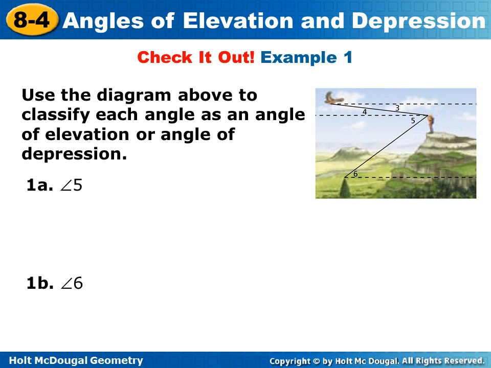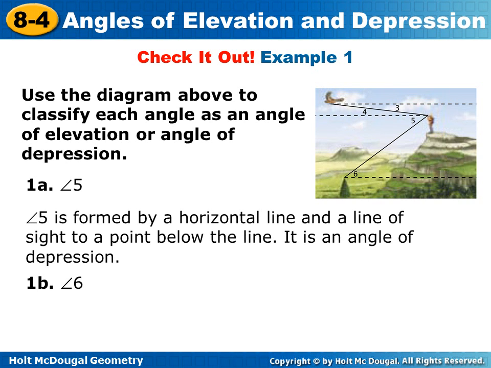In this diagram, we want to identify angle 5 as an angle of elevation or an angle of depression. It's formed by the horizontal line and a line of sight, so it's an angle of depression. I always think of the angle of elevation and the angle of depression as if you have a ramp. So say angle 6 was your ramp, the part above the ramp is the angle of depression, the part that is the ramp is the angle of elevation. So 6 would be the elevation, 5 is the depression, and same with the other one.